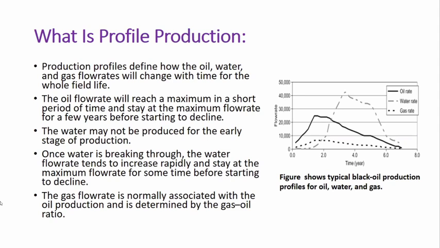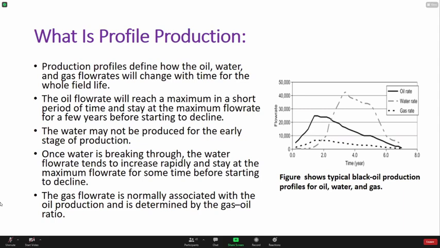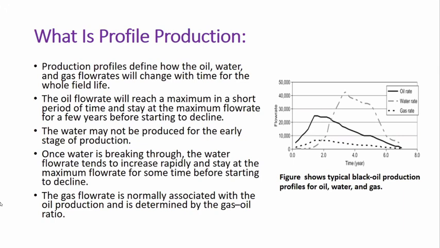Profile production profiles define how the oil, water, and gas flow rates will change with time for the whole field life. The oil flow rate reaches a maximum in a short period of time and stays at the maximum flow rate for a few years before starting to decline. The water may not be produced in the early stage of production. Once water is breaking through, the water flow rate tends to increase rapidly and stay at the maximum flow rate for some time before starting to decline. The gas flow rate is normally associated with the oil production and is determined by the gas-oil ratio.